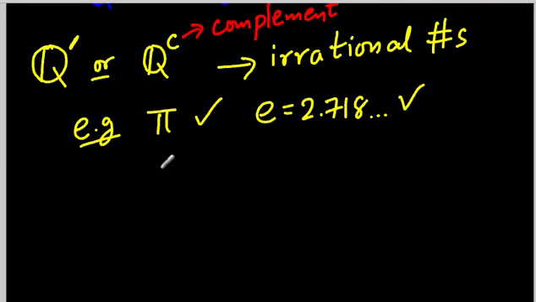What about something like pi over 3? You might think, oh, well, this is rational. Well, no. Remember the definition of a rational number: it's a fraction where both the numerator and the denominator are integers. Well, 3 is an integer, but pi isn't. So even though it's expressed as a fraction, because pi is not an integer, this too is an irrational number.